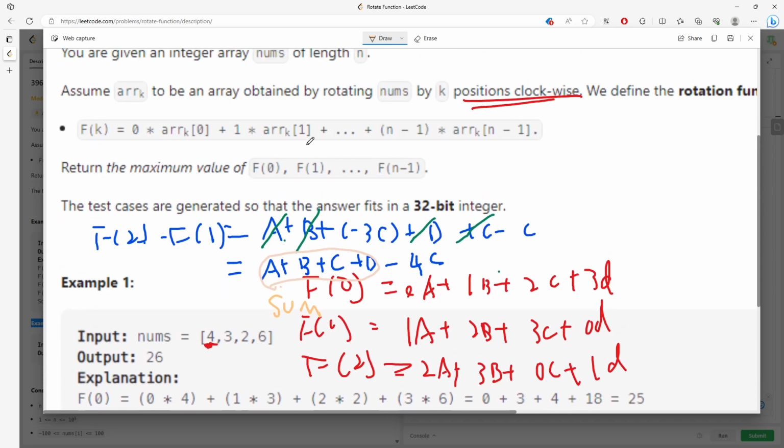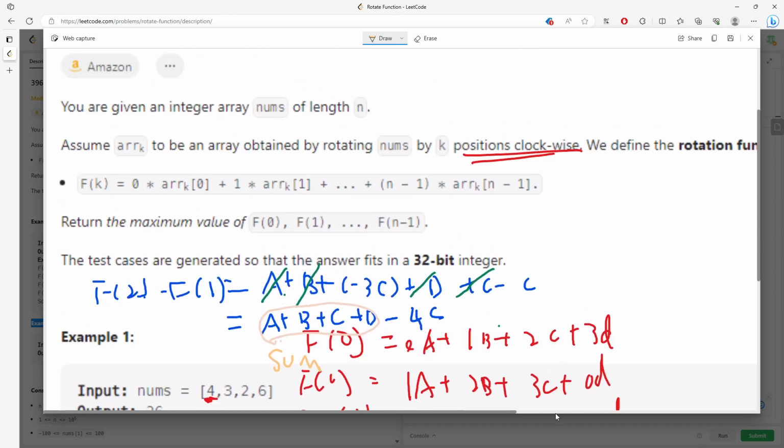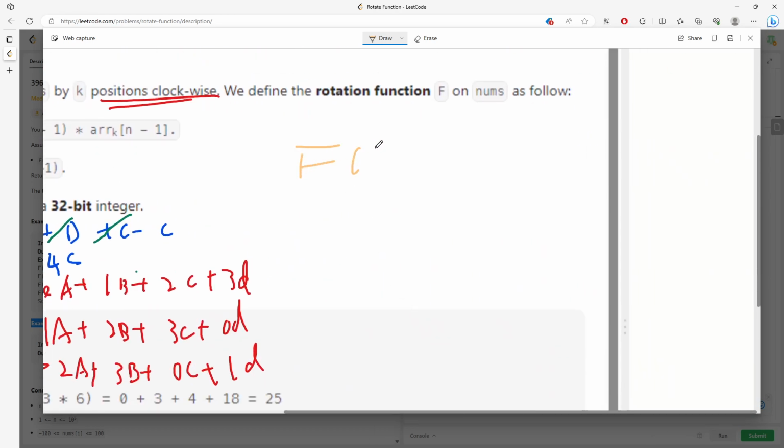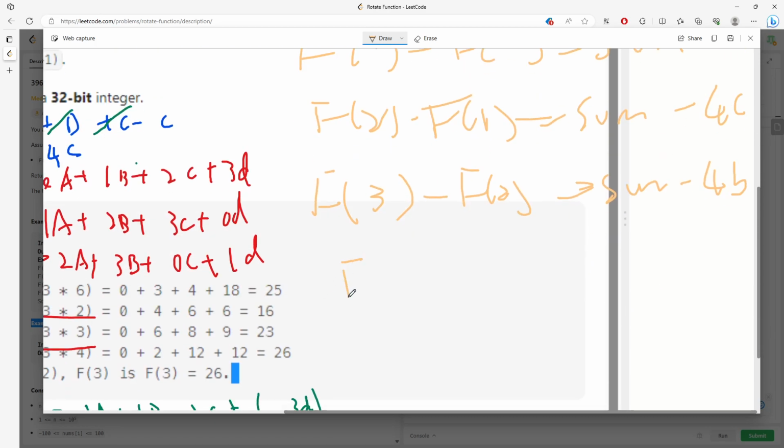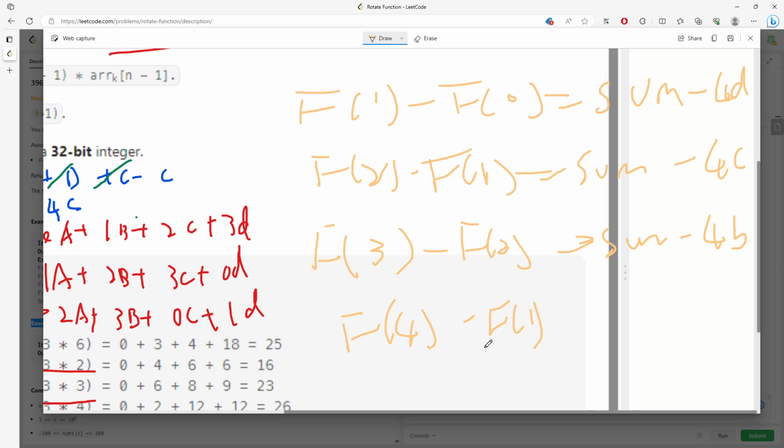So if you know the pattern, f of 1 minus f of 0 is equal to sum minus 4D. f of 2 minus f of 1 is sum minus 4C. And if you can guess the pattern, f of 3 minus f of 2 is going to be sum minus 4B. Last but not least, f of 4 minus f of 3. Do we have f of 4? A, B, C.